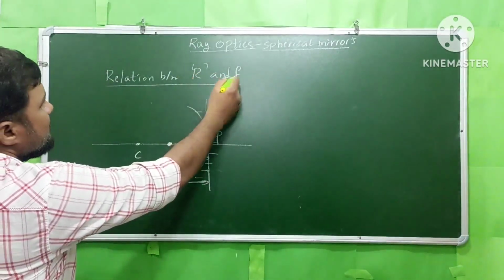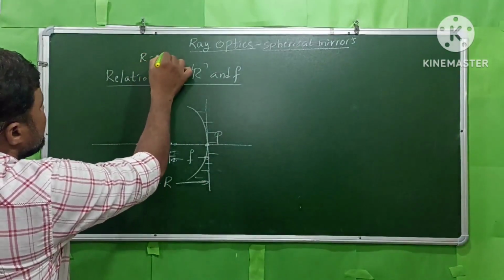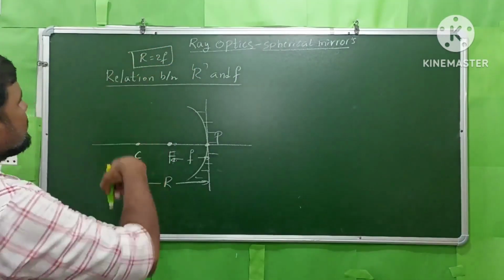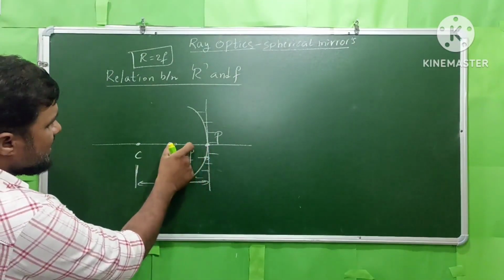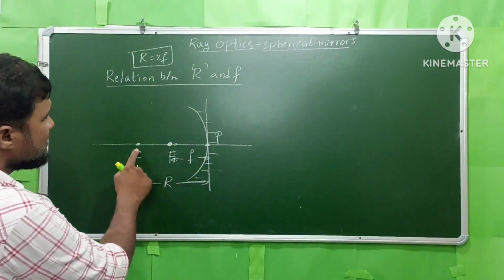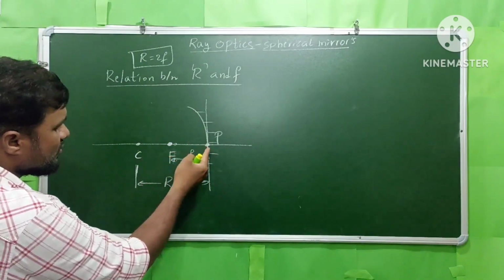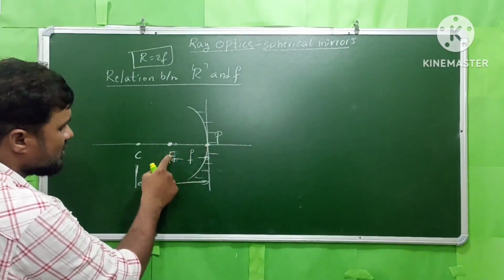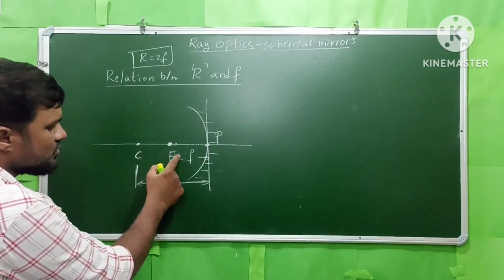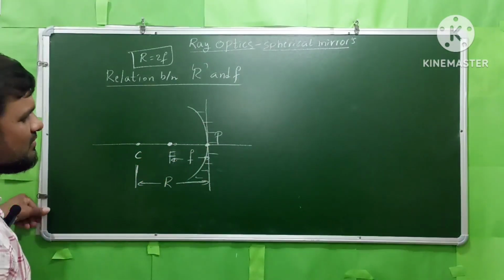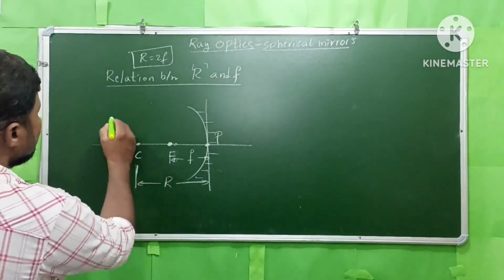Actually, the relation between radius of curvature and focal length is R is equal to 2f. We are going to prove this. In simple manner, the distances between P, F and C remain the same. So P to F is the focal length, the distance from pole to the focus, focal length F, and F to C is also F. So R becomes 2 times F. That is the relation simply. But we are going to prove it by using some geometry.